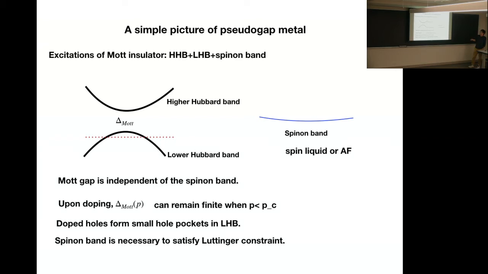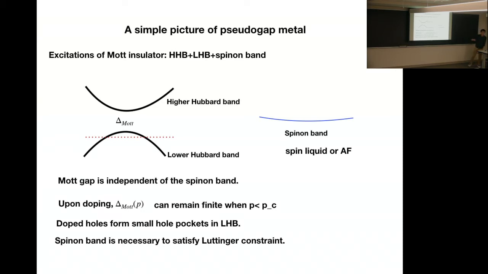Now what you do is you just shift the chemical potential. This red line is the chemical potential. In the Mott state, it's inside the gap. When you dope it, you just shift the chemical potential to the lower half of the gap. So the picture is that the doped holes just form a small hole pocket in the lower half of the gap. So you get a small pocket. The carrier density is equal to x instead of 1 plus x. So this is so simple.